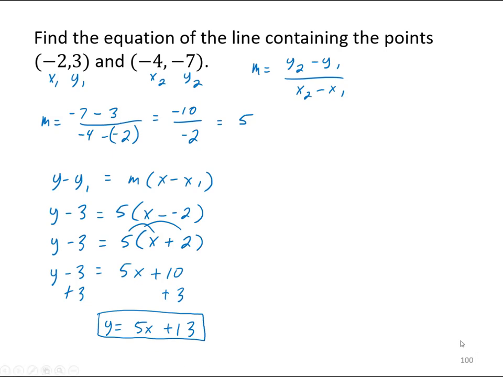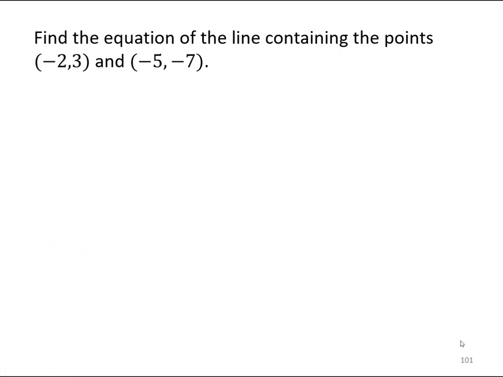For our final example, find the equation of the line containing the points (-2, 3) and (-5, -7). This is similar to the last question in that we do not have the slope given. So first we'll need to take our points and label them. We'll label these (x1, y1) and (x2, y2). We'll take our slope formula, m equals y2 minus y1 all over x2 minus x1.